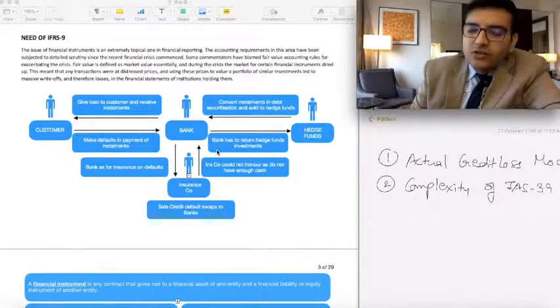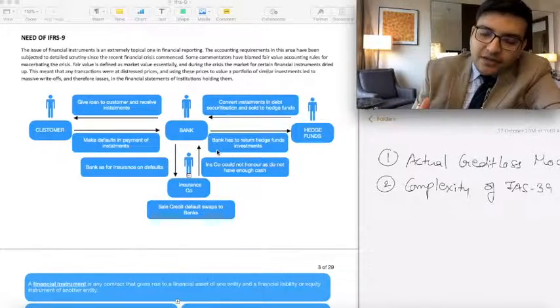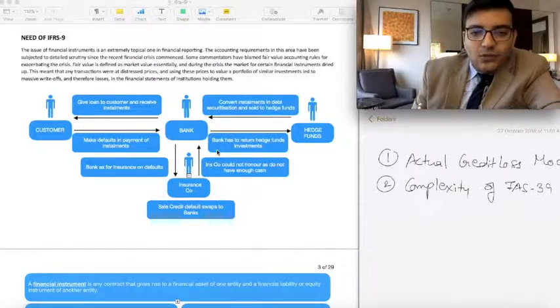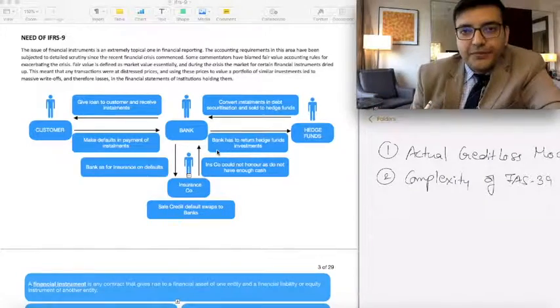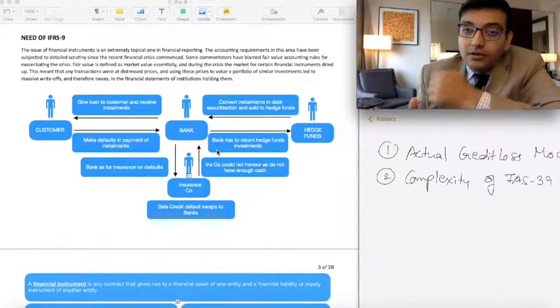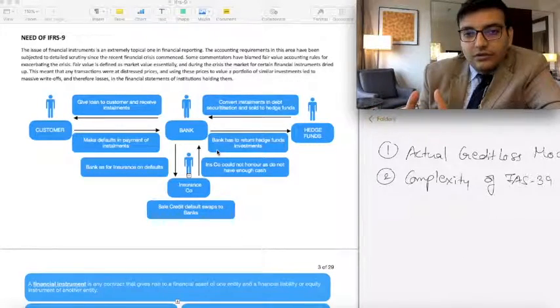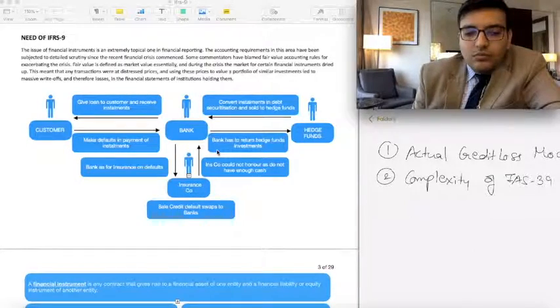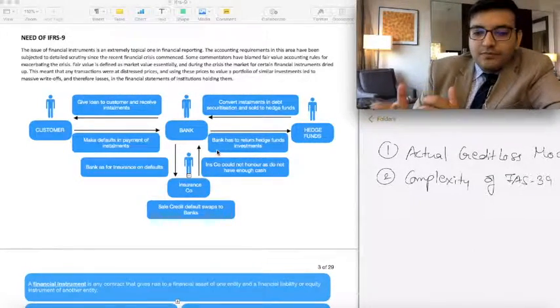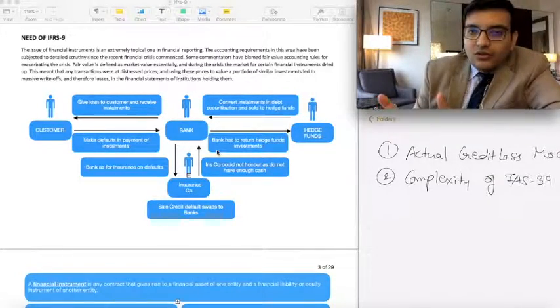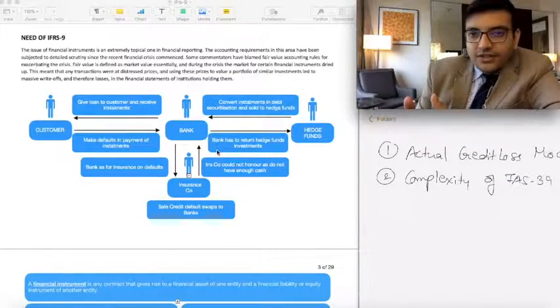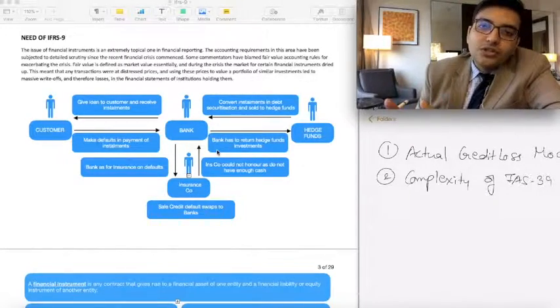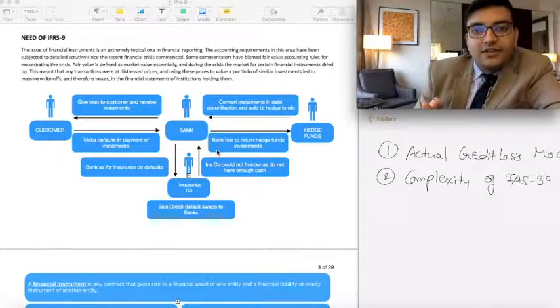Number one is the actual credit loss model. Now it has changed to expected credit loss model in IFRS 9. Why was it changed? Let us throw some light on it. What happened when a recession occurred in 2008 because of the subprime mortgage crisis? You might have read about it. The crisis was not because of IAS 39 or any of the standards, but the effect was worsened because of IAS 39.